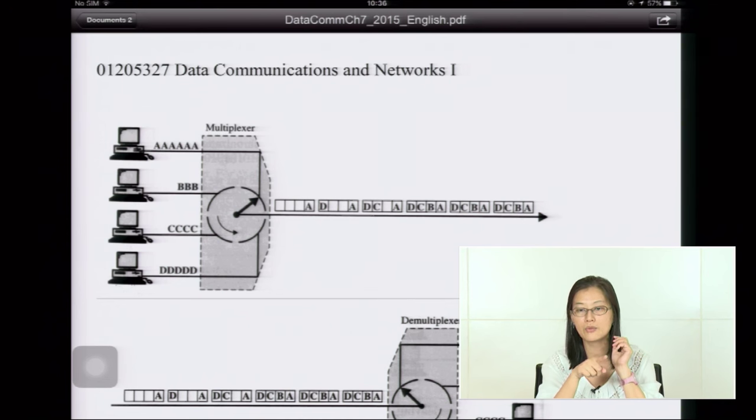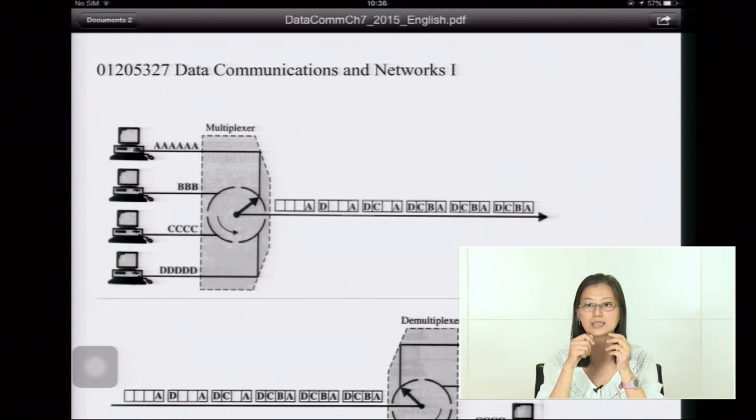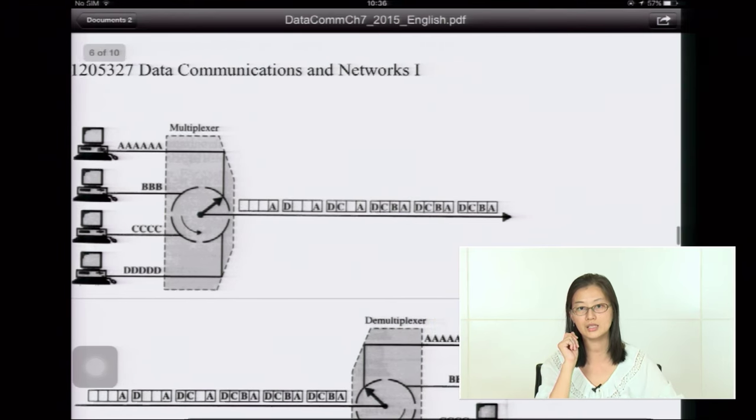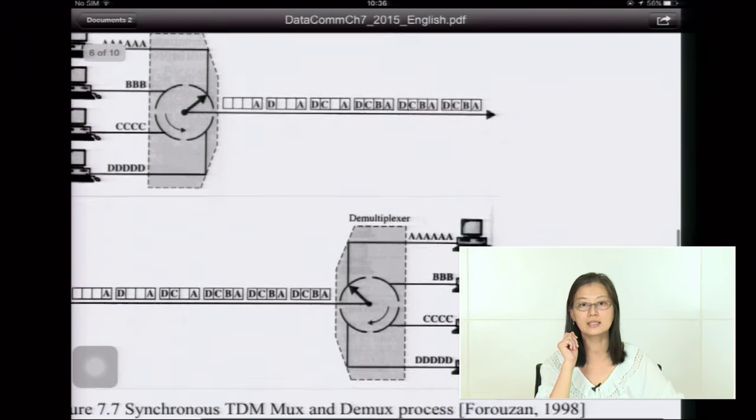Then at packet number five, you see that they have data from A and from D, but B and C have nothing to send. And the last packet has data only from A. So the slot that has nothing in it means that you waste the capacity, and it is sent to the other side.